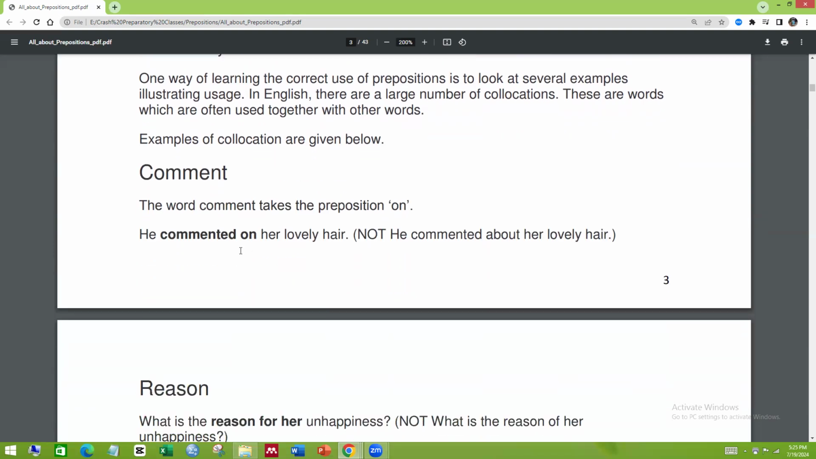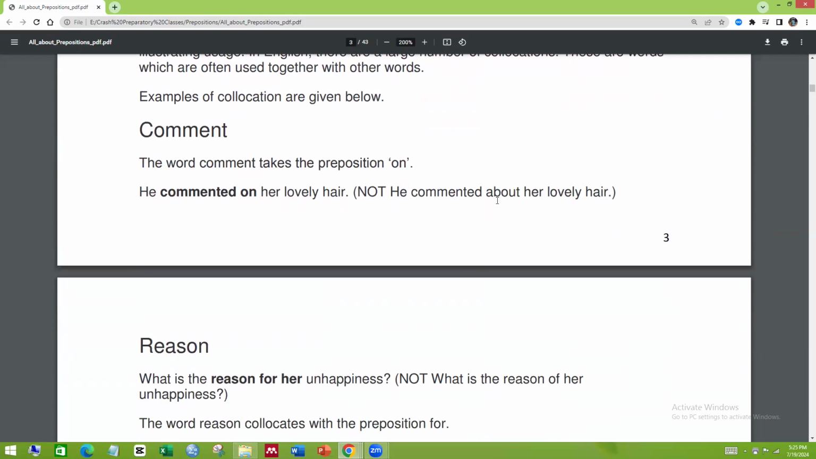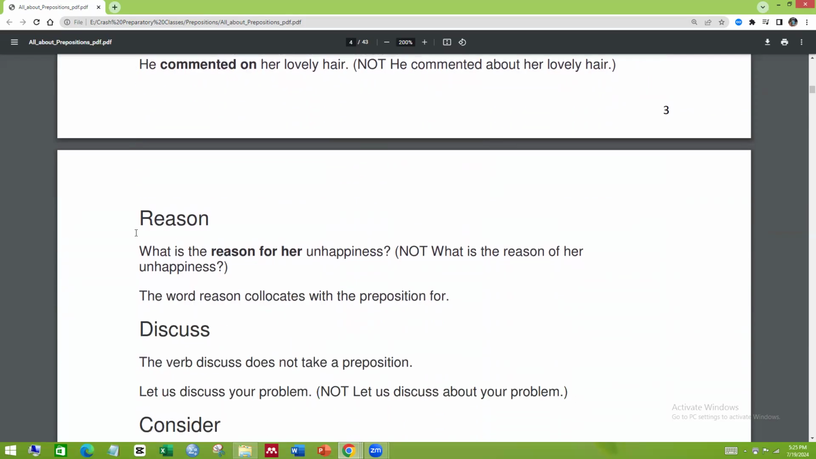Comment. The word comment takes the preposition on. He commented on her lovely hair, not he commented about her lovely hair. About यहाँ पे use करना will be an error. Reason. What is the reason for her unhappiness, not what is the reason of her unhappiness.